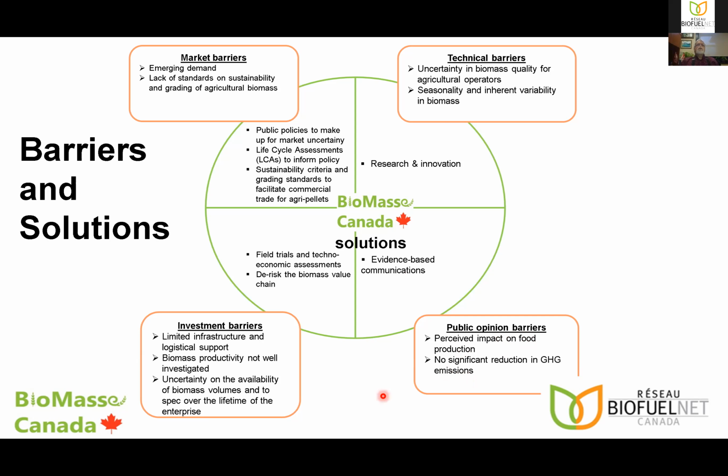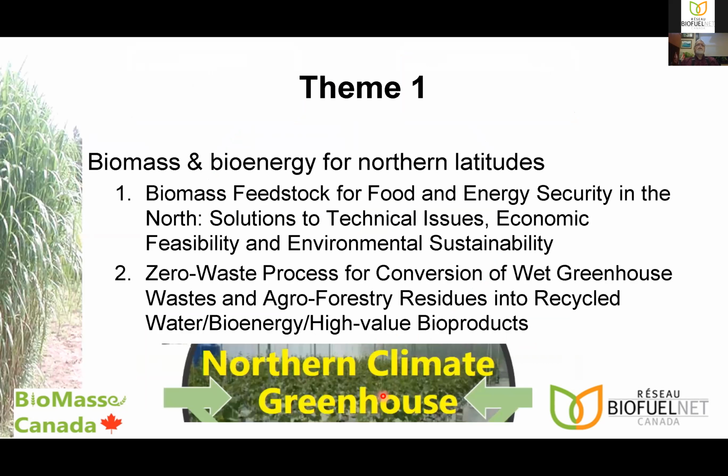Here we go. So these are the themes. We're organized into 4 themes: biomass and bioenergy for northern latitude. So this is the first one, and there are 2 activities in here. One of them is on biomass feedstock for food and energy security. So this is making use of the biomass that's produced at high latitudes for energy, et cetera. Zero waste process for conversion in wet greenhouse. This is using waste material and agroforestry residues to help generate food supplies, et cetera.